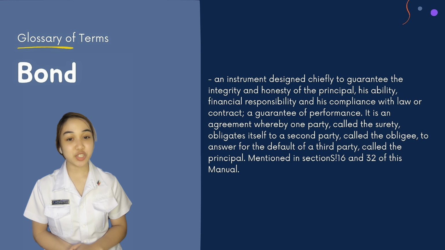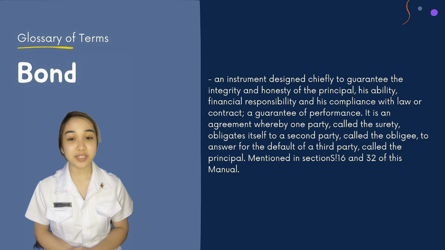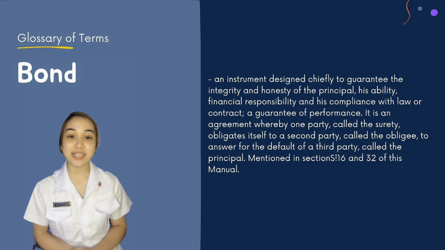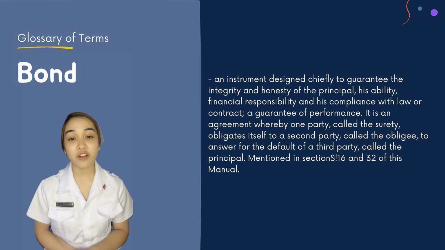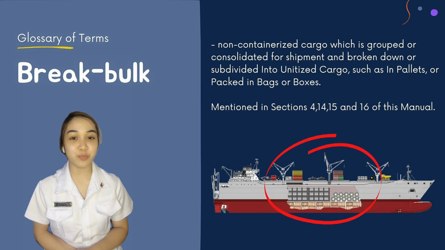Bond, it is an instrument designed chiefly to guarantee the integrity and honesty of the principal, his ability, financial responsibility, and his compliance with law or contract. It is a guarantee of performance. And next is the break bulk. So what is break bulk?